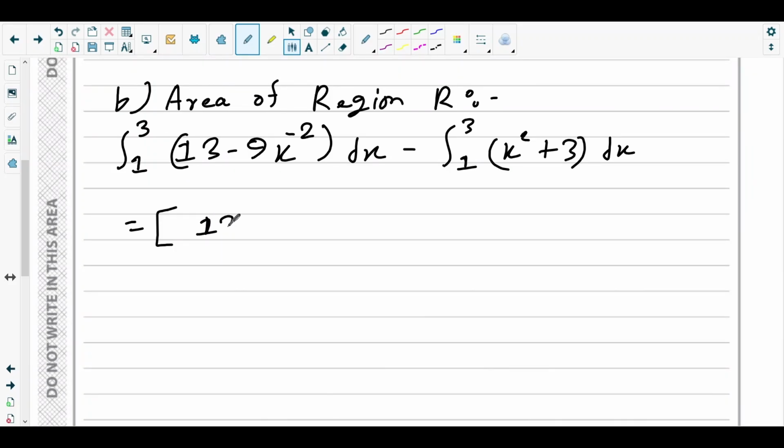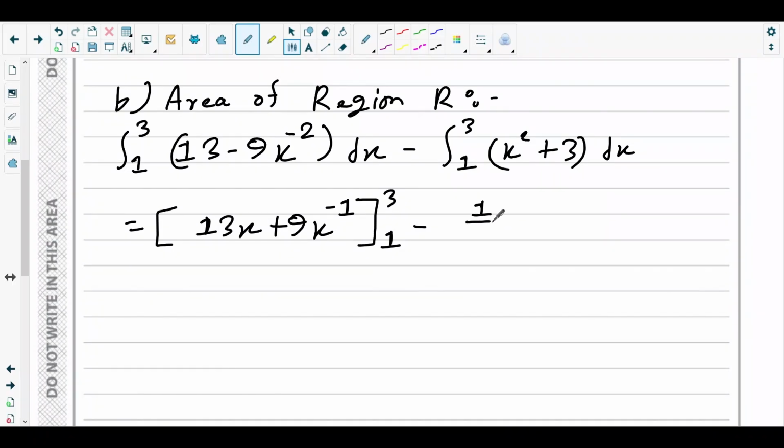Okay, so we'll get 13x, and then we add 1 to the power of the variable, and then we use the new power to divide the coefficient. Here the power is x to the negative 2, so it will become x to the negative 1. So the new power is negative 1. Use this negative 1 to divide negative 9, so you will get plus 9 over x. This is a definite integral. Upper limit is 3, lower limit is 1, minus.